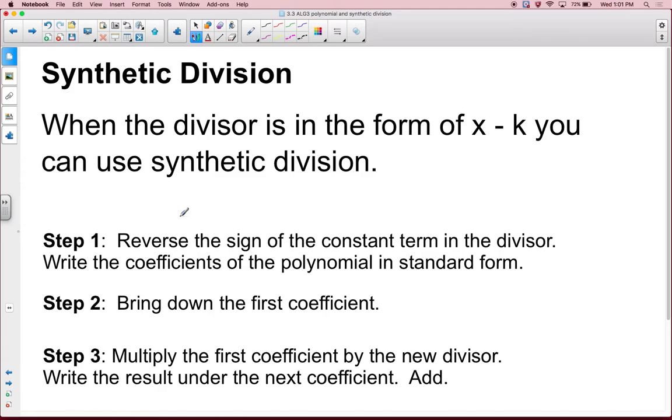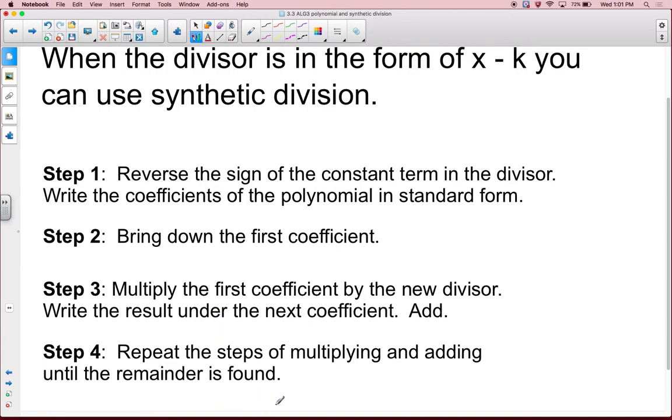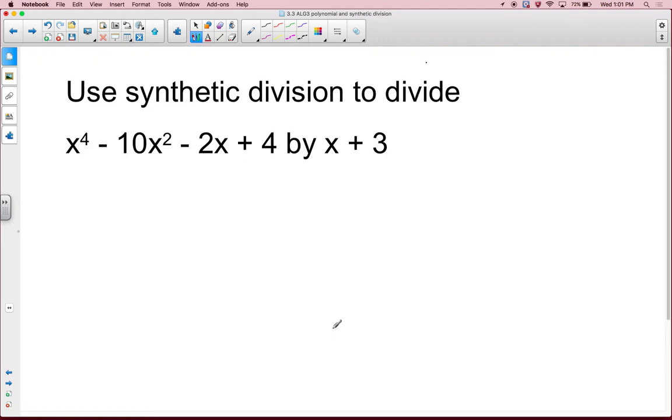Moving on, here's synthetic division. So synthetic division, you guys can write down the steps for it if you'd like. Most of us should remember synthetic division from last year, but if not, we are going to go over it right now. Here we go.